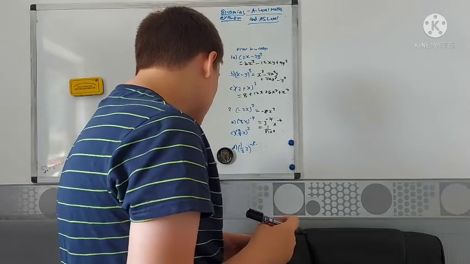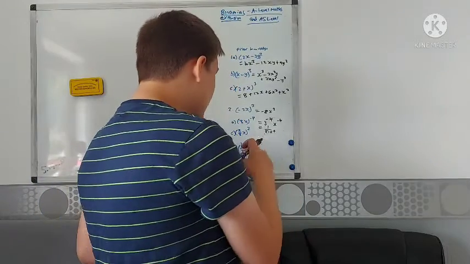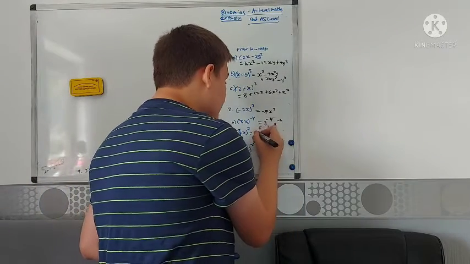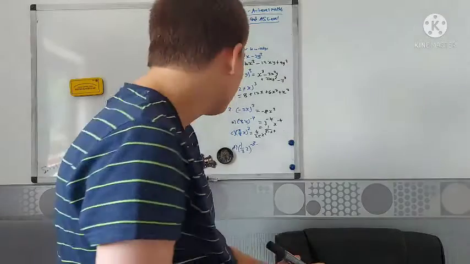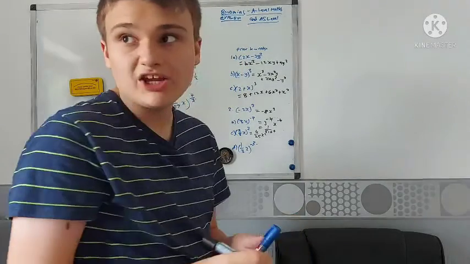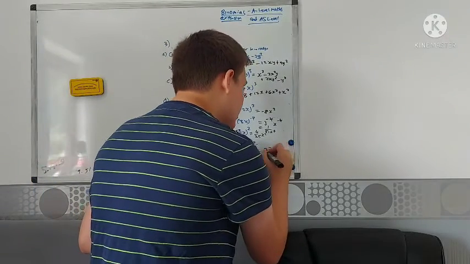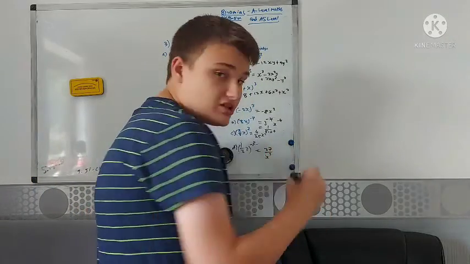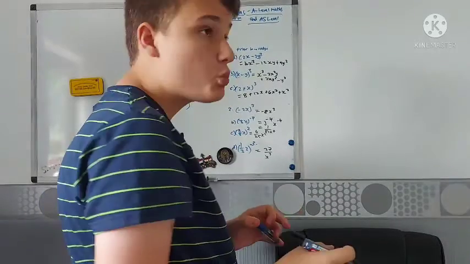For this one, we've got 2/5 x all squared. So 2/5 squared gives us 4 over 25 x squared. Nice and easy, that one. And d, 1/3 x to the power of minus 3. I've got 27 over x cubed. Alright, so that's question number 2.